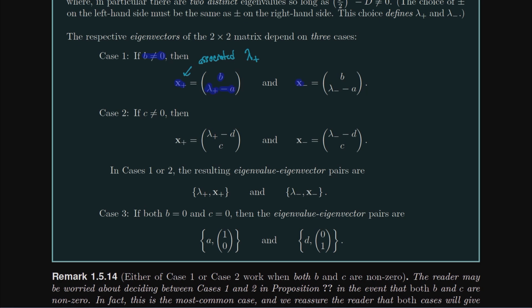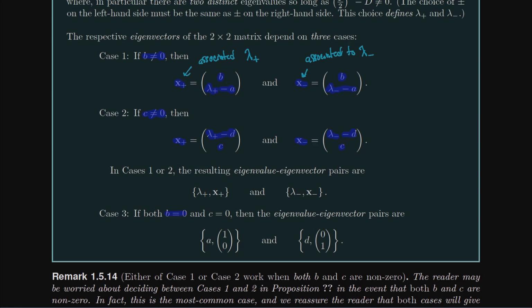And then the second eigenvector, x sub minus, associated with lambda minus, will be the vector b, lambda minus minus a. So they're going to be your 2 vectors in the case of b not equal to 0. In the case that c is not equal to 0, you can do something similar. It turns out x plus will be lambda plus minus d in the first entry and c in the second entry, and then x minus will be lambda minus minus d in the first entry and c in the second entry.